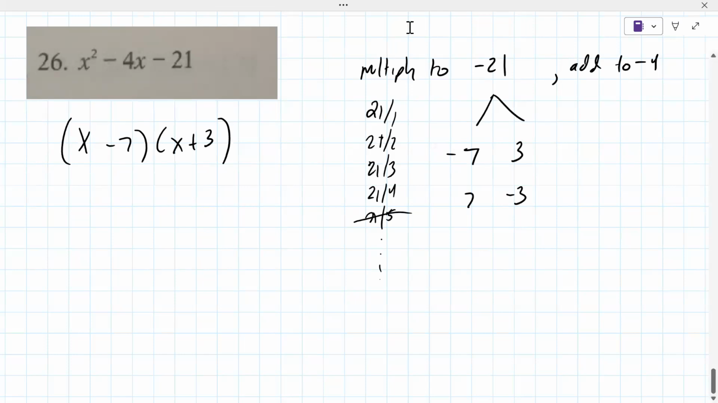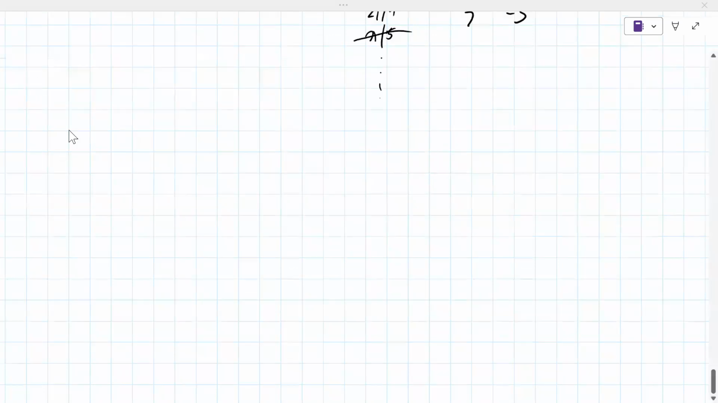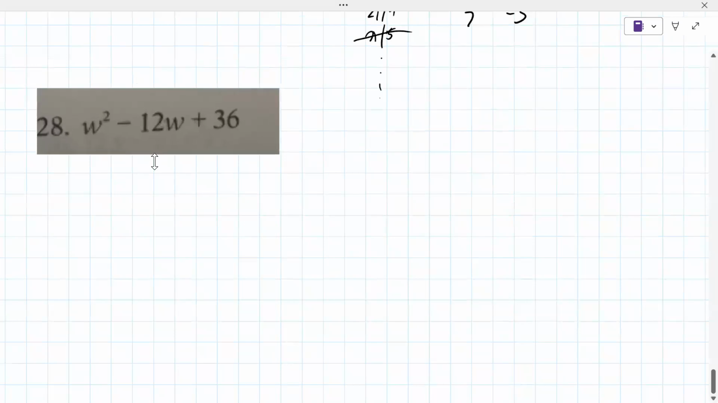All right, now we're going to skip 27. We're going to come back to it, and do 28. Same idea though, two numbers that multiply to the last, but then add to the middle. So let me put that in front of you here. So two numbers that multiply to 36, but add to negative 12.